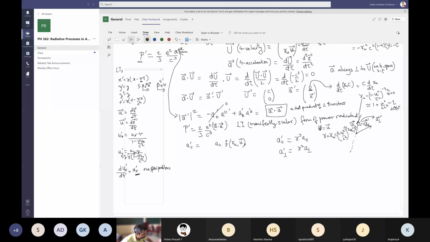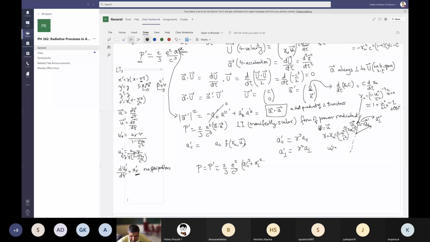So this is actually homework number 4.3 in Rybicki and Lightman. In that problem, what you have to do is plug in u_x prime equal to 0, that's the definition of the rest frame. In the rest frame u prime is 0, and then you will get this expression. So what does it mean? It means that P, which is equal to P prime, is equal to 2/3 e squared by c cubed times a prime squared. What is a prime squared? It is a parallel prime squared plus a perp prime squared.